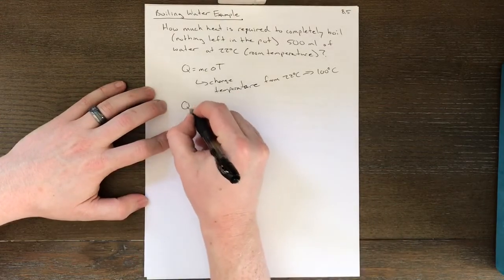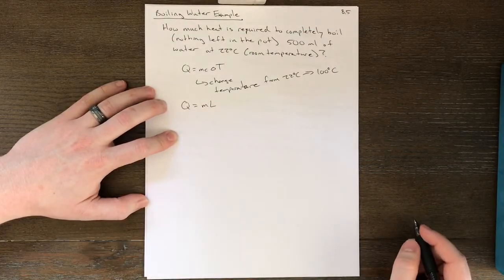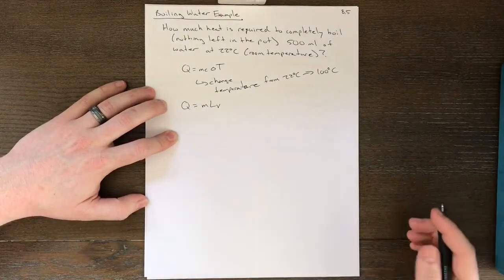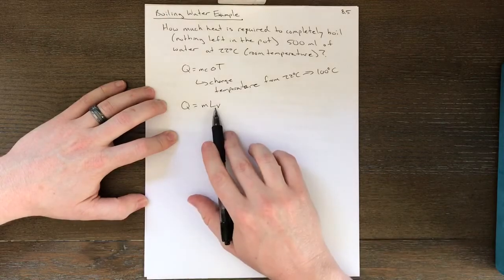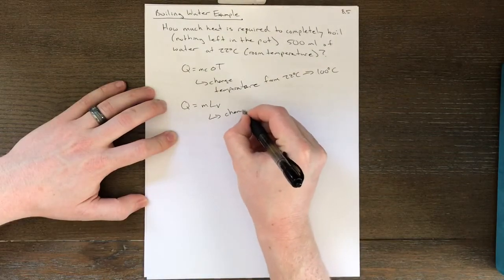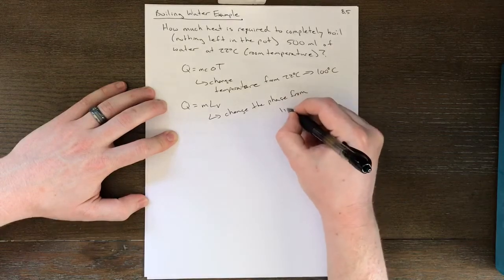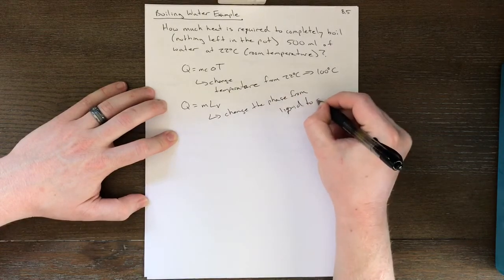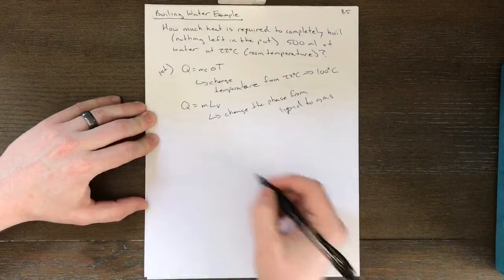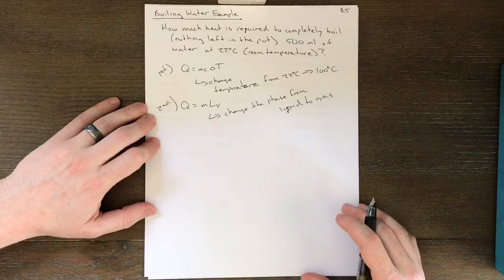And then after that, we're going to use Q equals mL. And is it going to be V or F? Well, in this case, it's going to be mLV because we're crossing that liquid-gas boundary. It's the latent heat of vaporization because we are vaporizing the water. And this equation is used to change the phase from liquid to gas. So it's going to be a two-step problem. First, we change the temperature. Second, we change the phase. And so let's look at that.